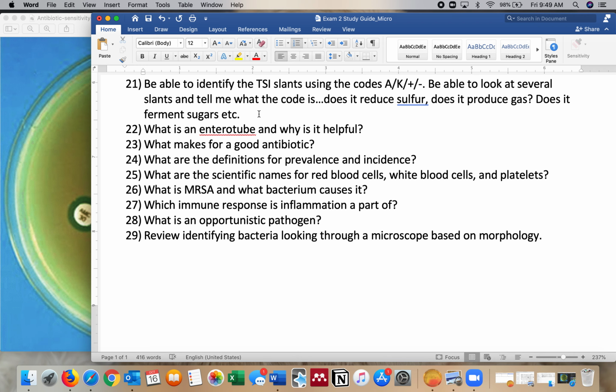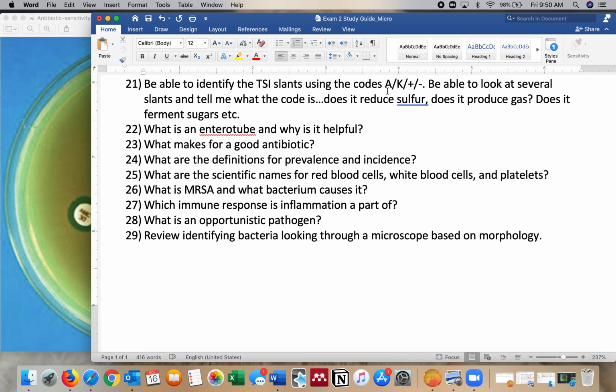So remember that the first letter, this letter right here, can be A or K. A is going to be yellow and K is going to be red, or you can say pink, but I think the exam wants you to say red.